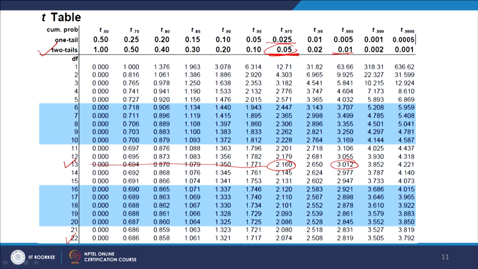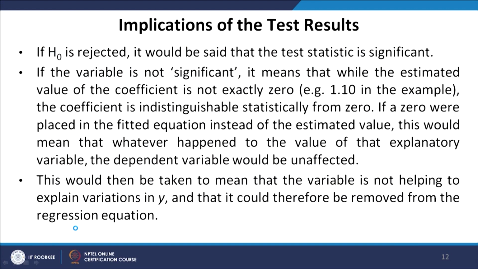The rest of the degrees of freedom of this table will be presented in a later slide. Now, the implications of the test results: if H naught is rejected, it would be said that the test statistic is significant, which implies that beta hat is significantly different from 0.